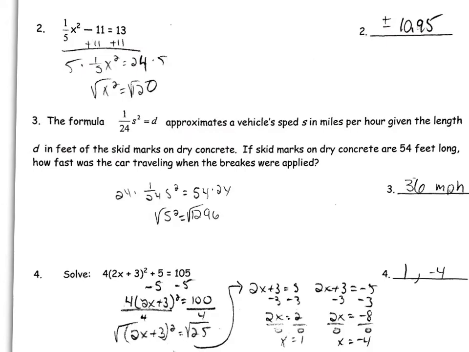Most of you got question 3 right. All you needed to do was take this formula and plug in the values. But again, some of you did not remember, if you have a fraction as a coefficient, to multiply by the reciprocal to get rid of it and then take the square root. Some of you forgot labels as well. It's 36 miles per hour.